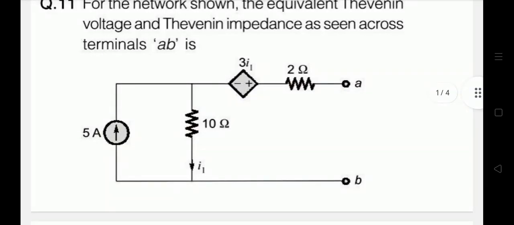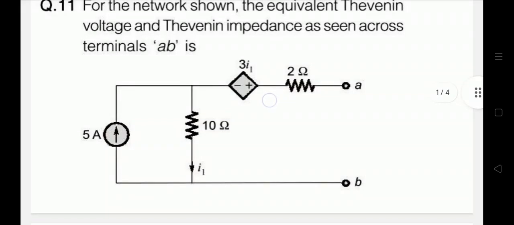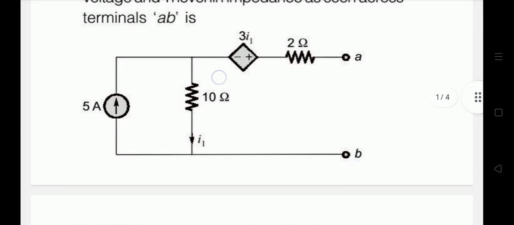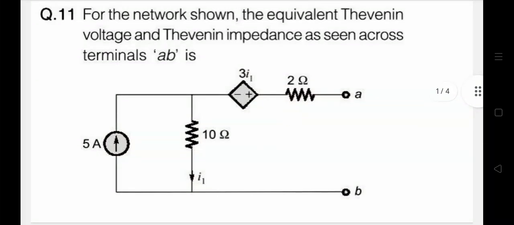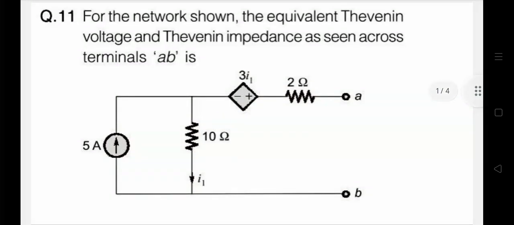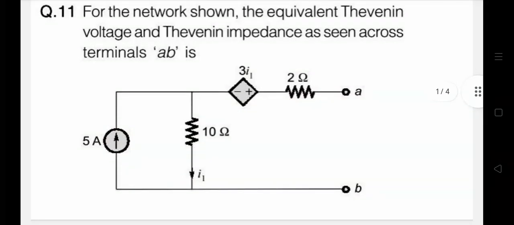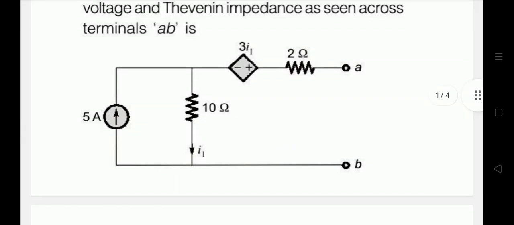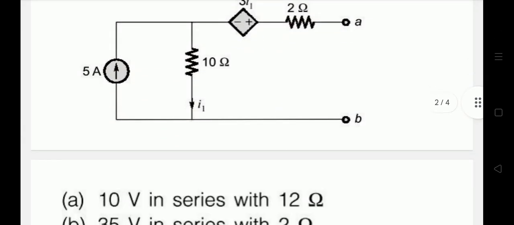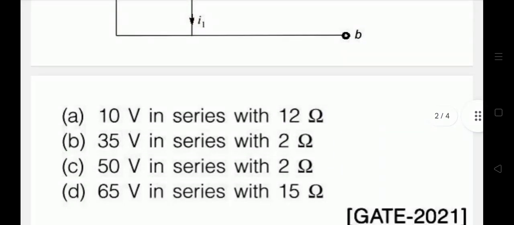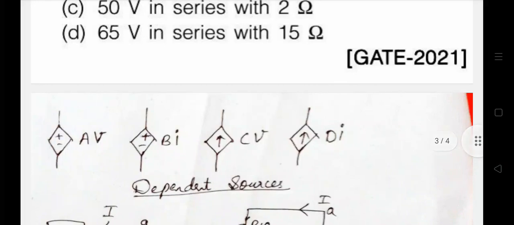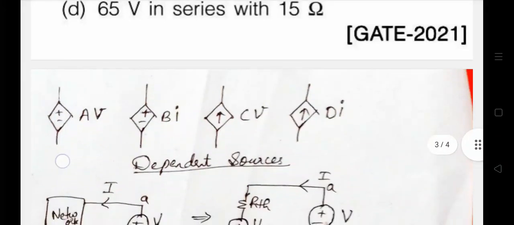This is a current dependent voltage source. So, while we are having a dependent source, it's not the same procedure as we usually do in a network without dependent sources. So there is a small change in doing the calculation for such networks having a dependent source. Okay, so let's first understand what dependent sources are.